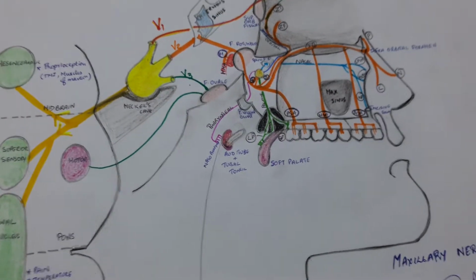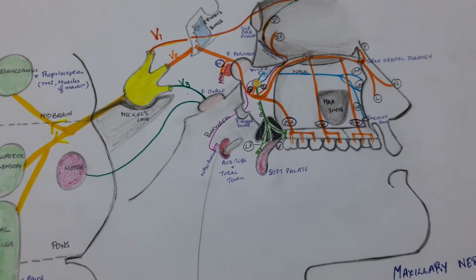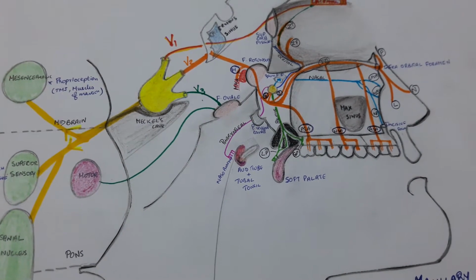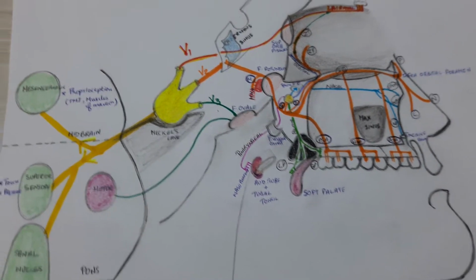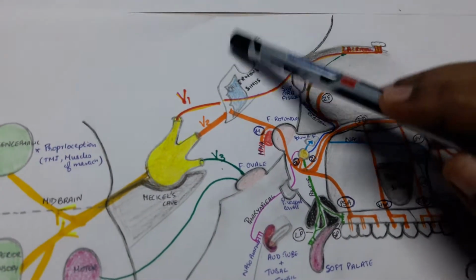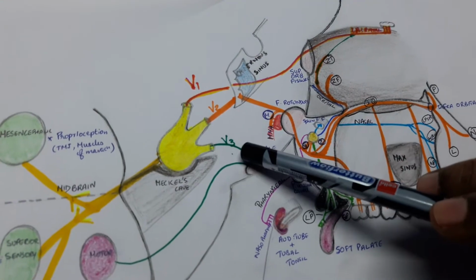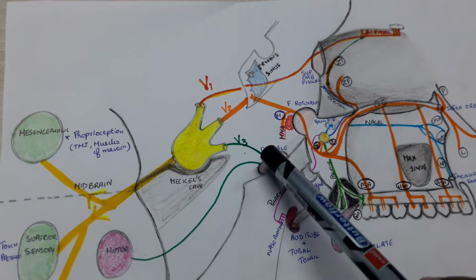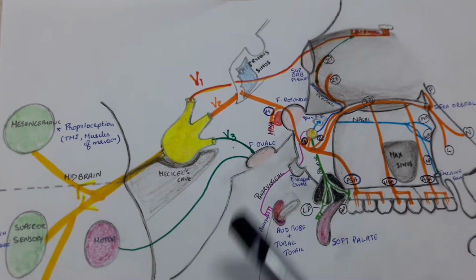Hello all, this video is about the maxillary nerve. Maxillary nerve is a branch of a very important cranial nerve, the trigeminal nerve. The trigeminal nerve, as we all know, has three branches. We have the ophthalmic, maxillary and mandibular. Ophthalmic and maxillary are purely sensory, whereas mandibular is a mixed nerve.